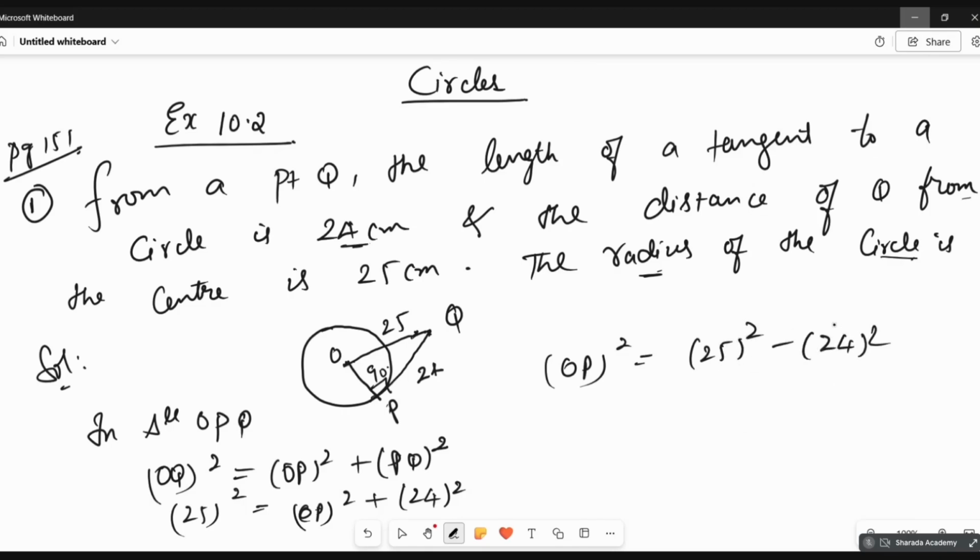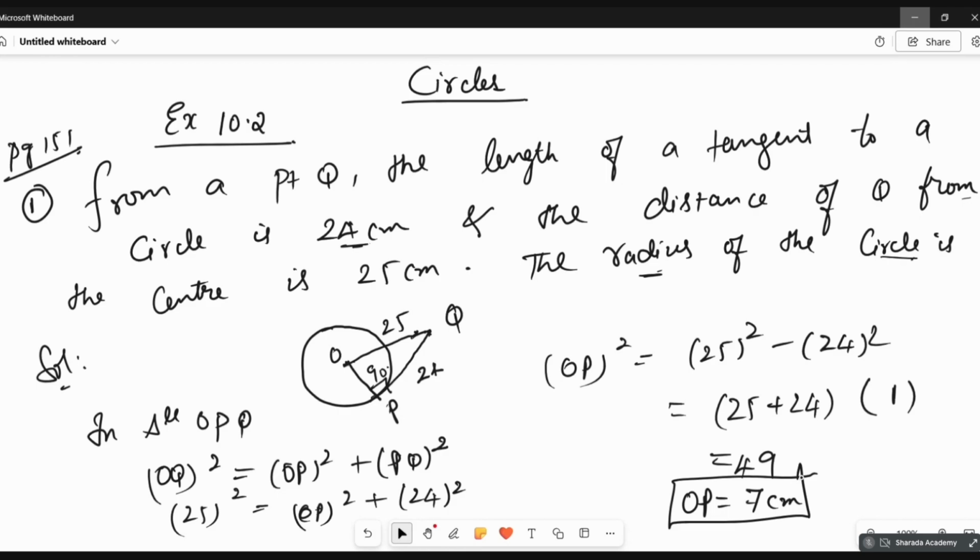One thing is you can square and you can take the subtraction, or you can do like 25 plus 24 into 25 minus 24, which is 1. How much you will get? It is 49. OP is equal to 7 centimeter. Because all these type of question comes in the MCQs.